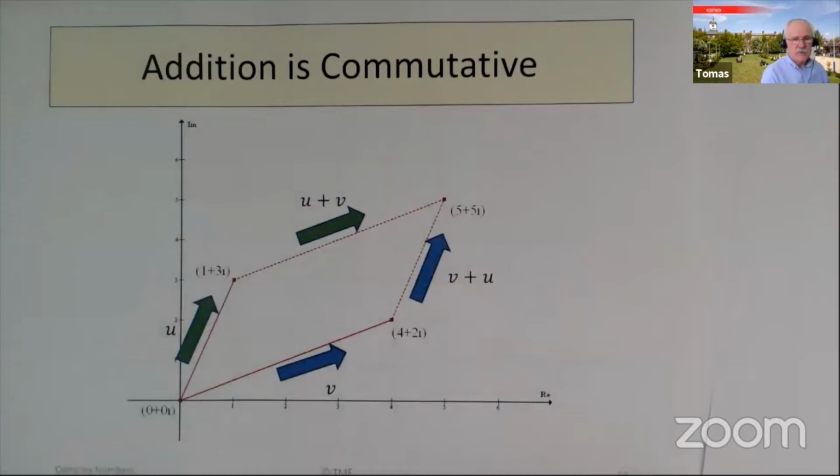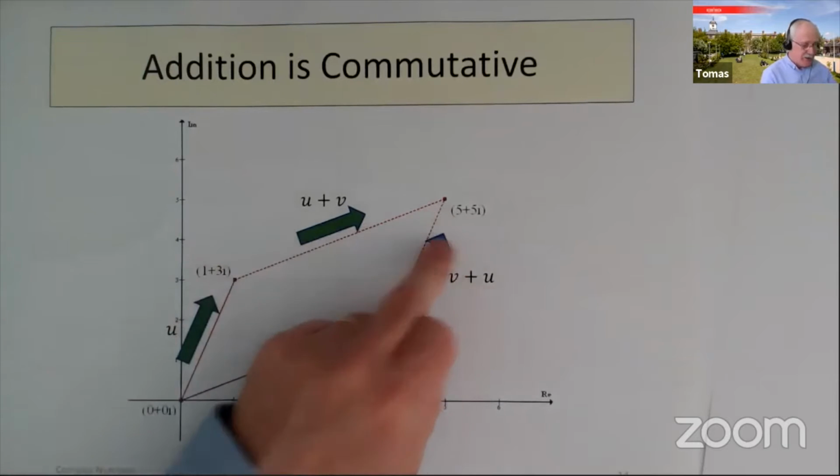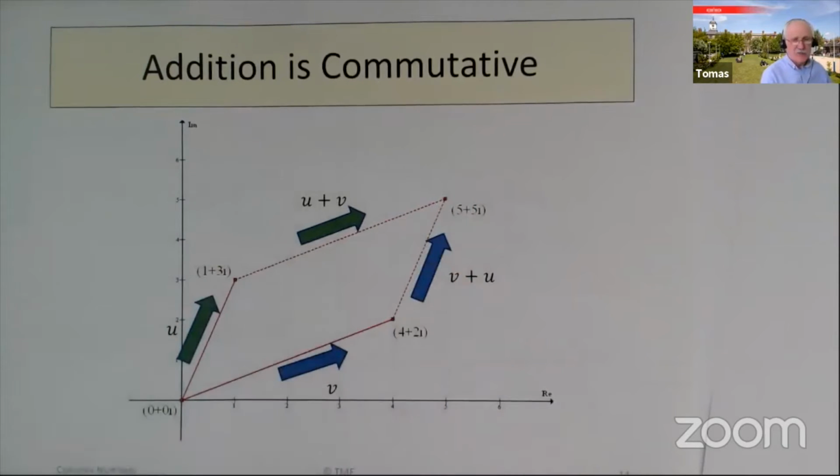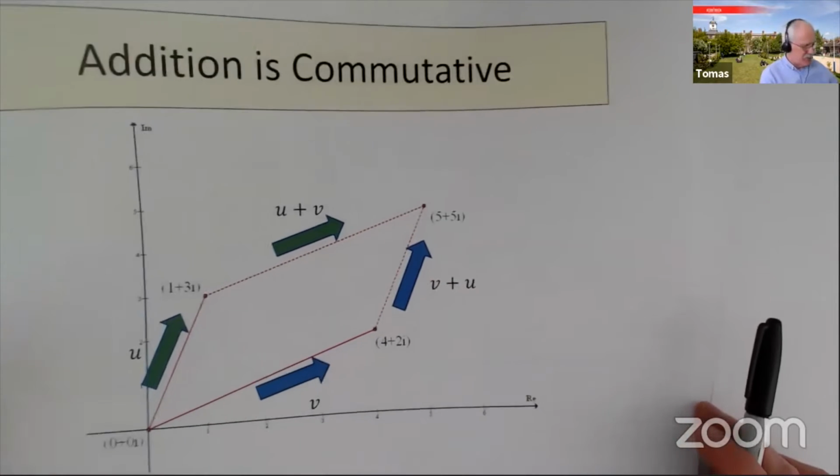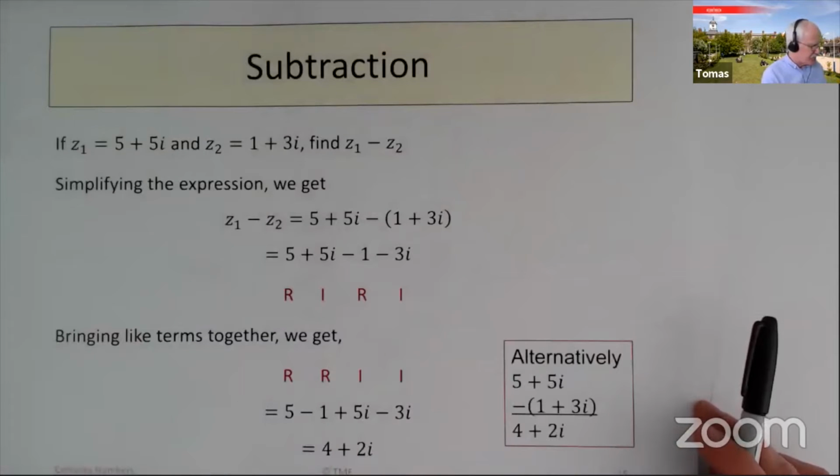Addition is commutative. What they're saying there is that it doesn't matter which order you do them in. U plus V brings you there. V plus U brings you there. So it doesn't matter which apples you count first and which oranges you count first. You get the same amount when you put them all together in two different piles.